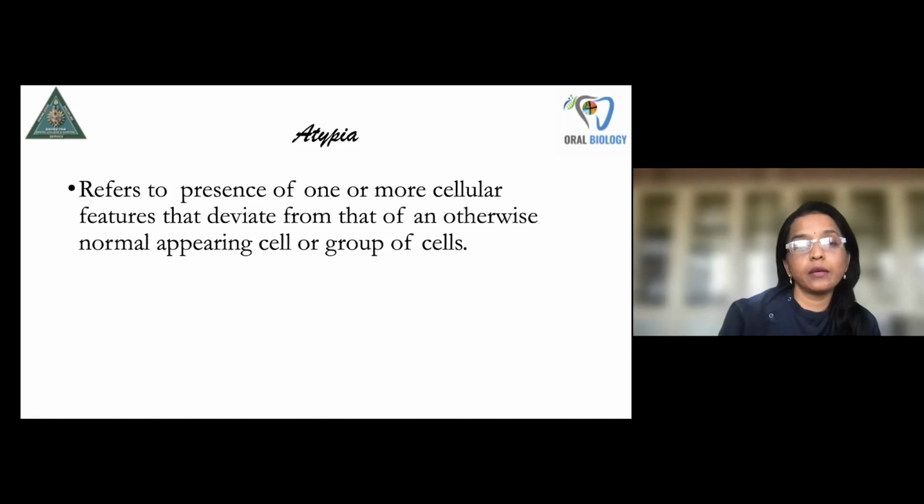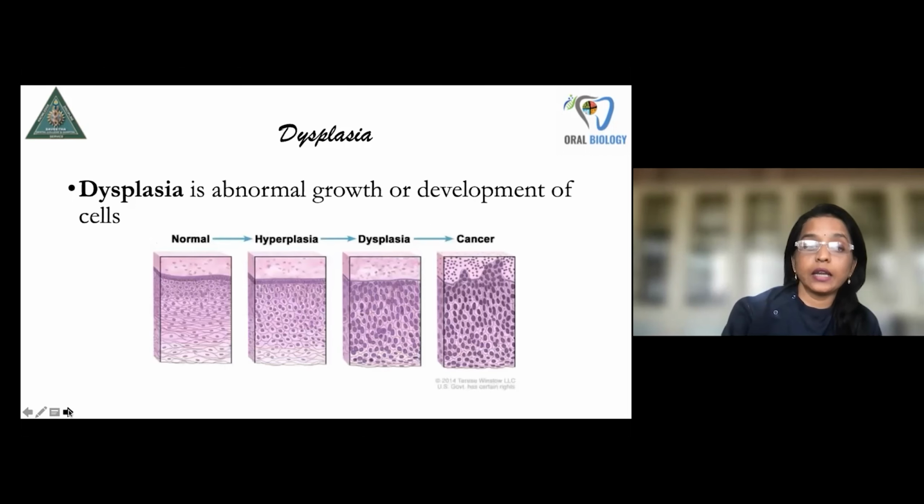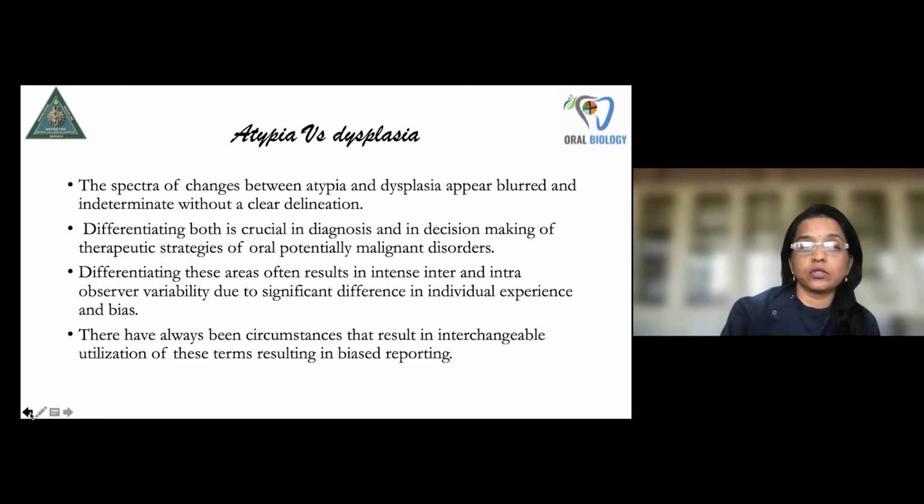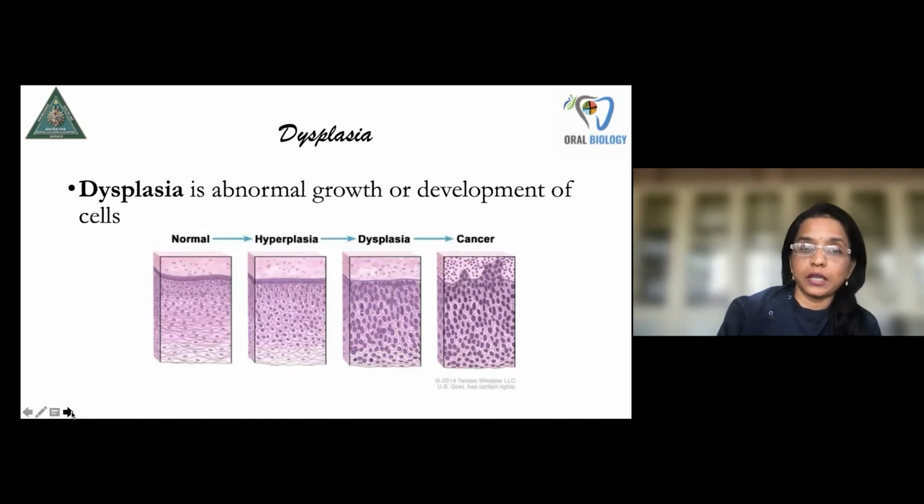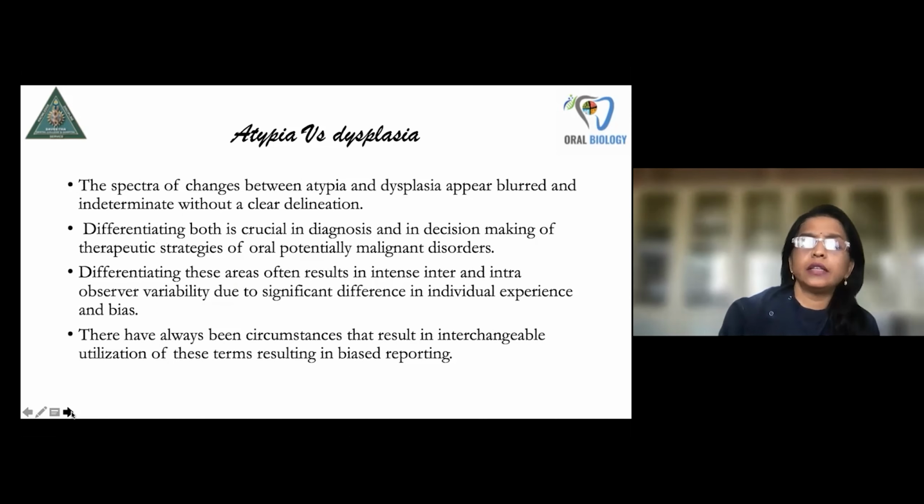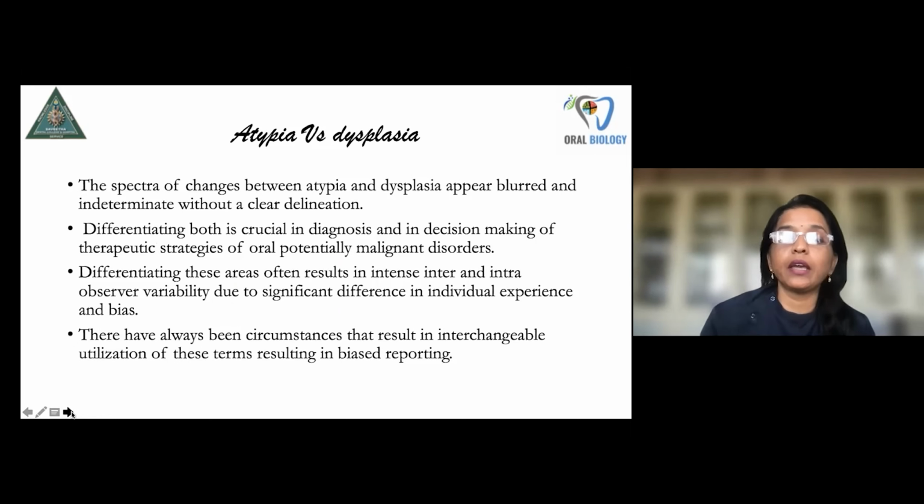And again, in a single line, the difference between atypia and dysplasia is that atypia is more related to a cellular change, and dysplasia comes along with the cellular change, along with the architectural changes. That is what you can see in this particular picture. And this has always been challenging, especially in decision making in potentially malignant disorders.